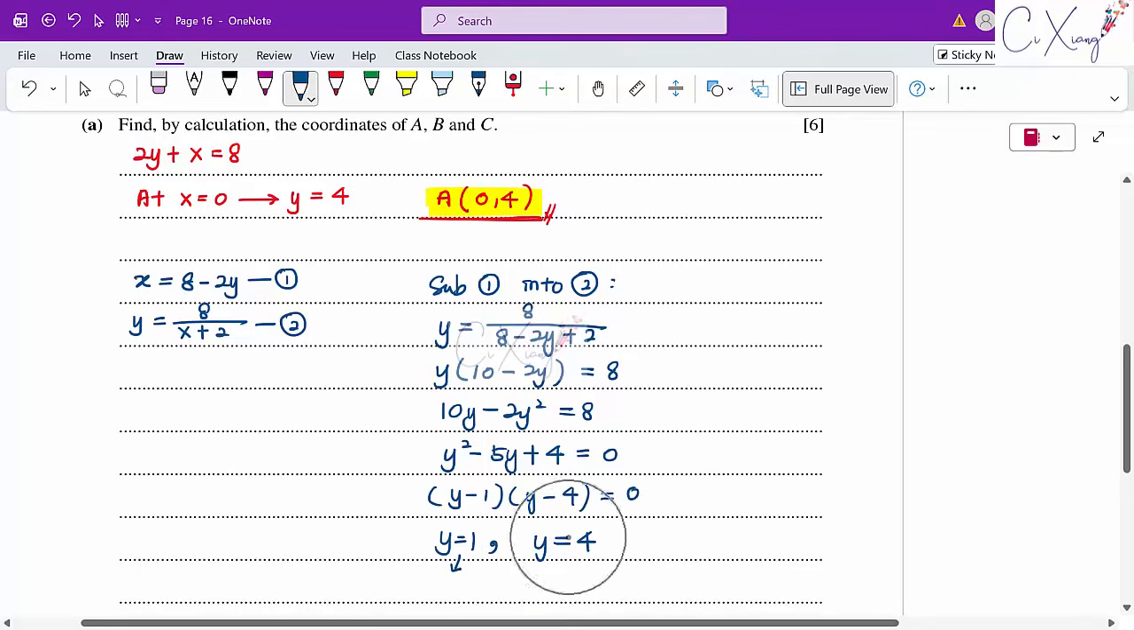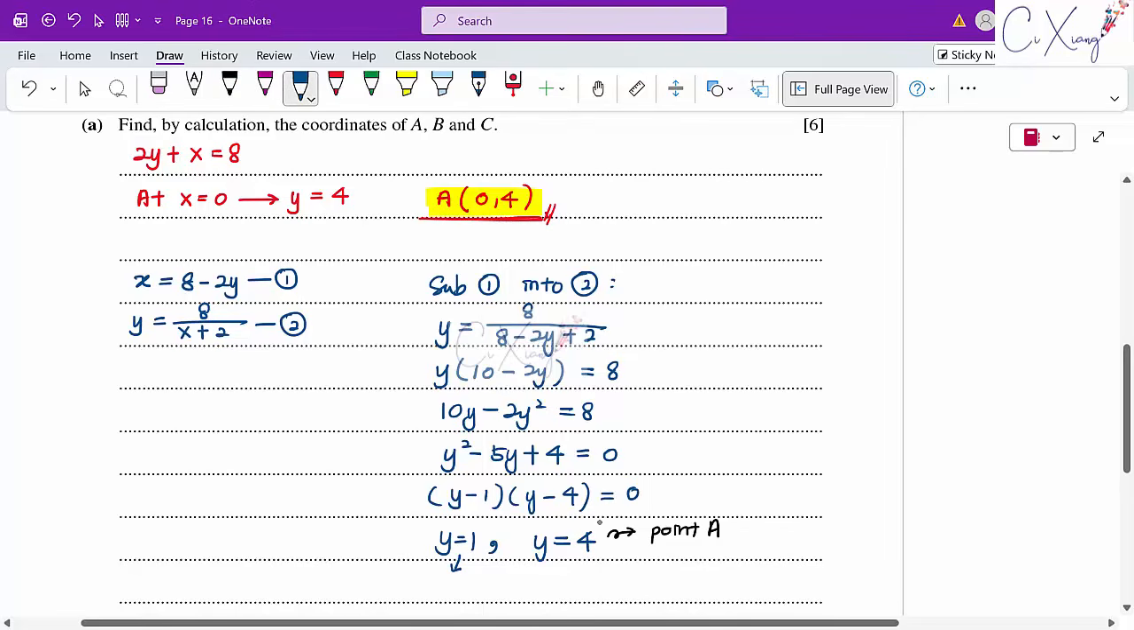And do you know why I ignore y equals to 4 in this case? Because y equals to 4 basically is the y coordinate for A. So that means this is point A. All right. And point A coordinate, I already got it just now, so I don't want to bother with it anymore. This is actually point A. And now I'm interested in point B, right?